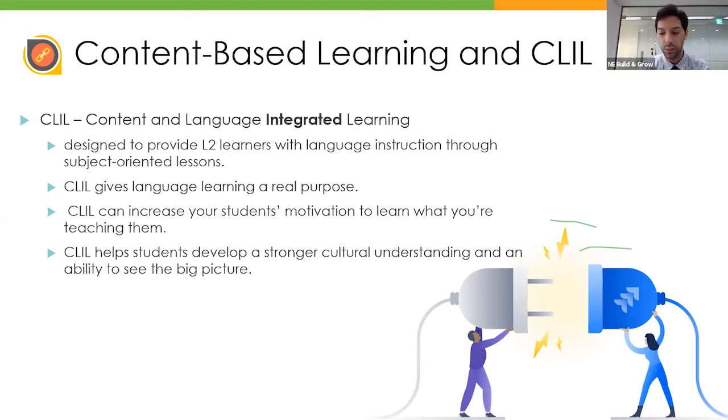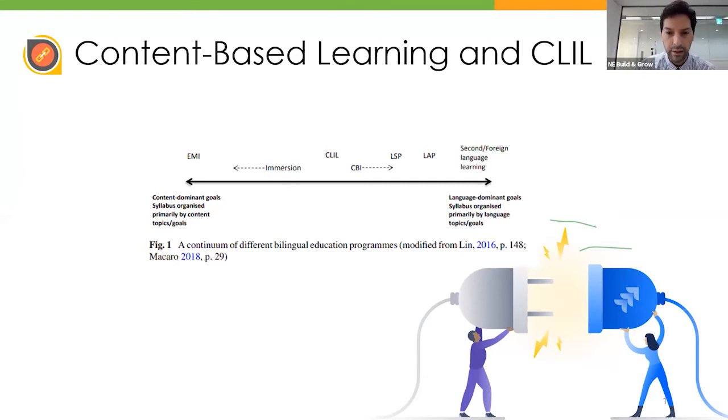So if you look at this picture here, you see what looks like an electrical socket, right? And the idea is that you're integrating these two things, language learning and subject-based learning. And here you have a visual representation of CLIL and where CLIL is on a spectrum between second language learning on the one side and full English immersion on the other, right? So CLIL is in that nice medium spot. So it's not too much about immersion where you're not learning language, but you must already know it.